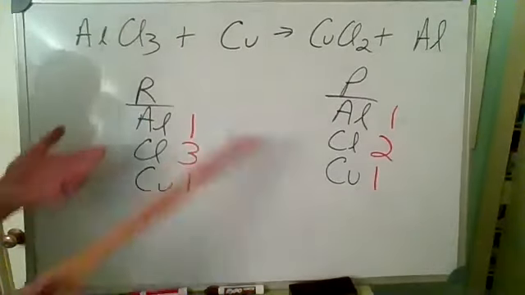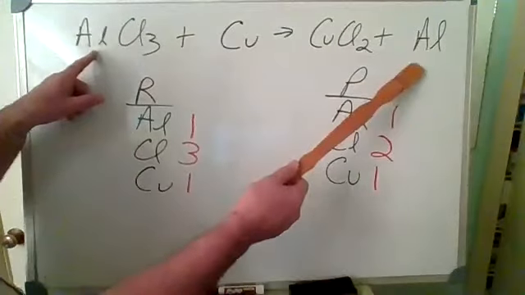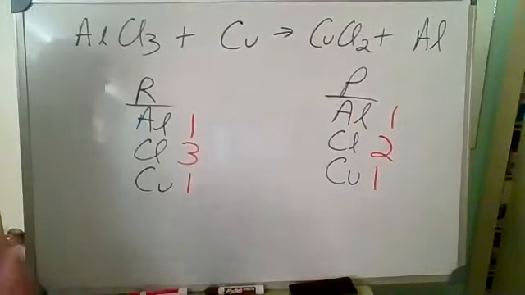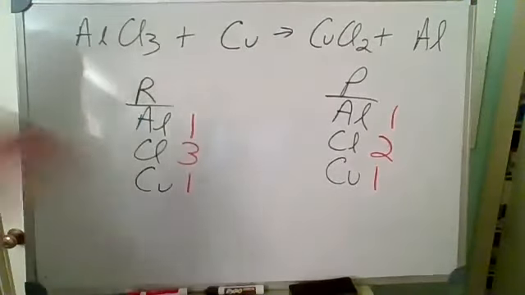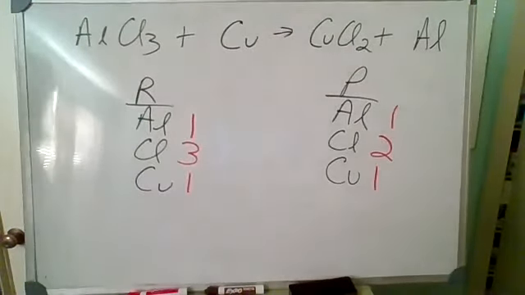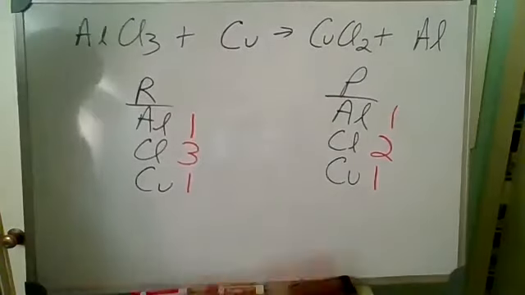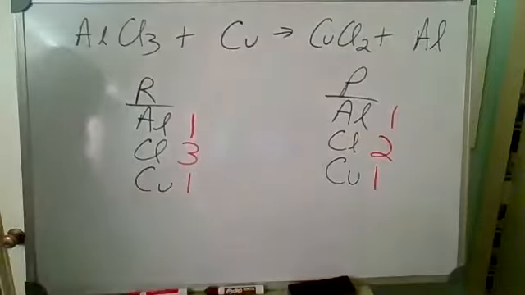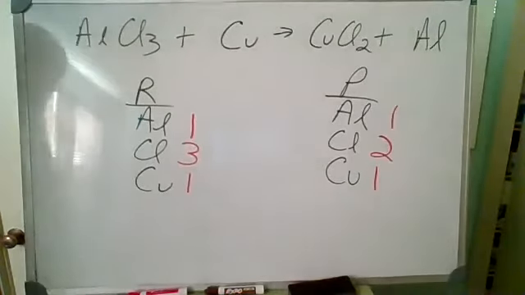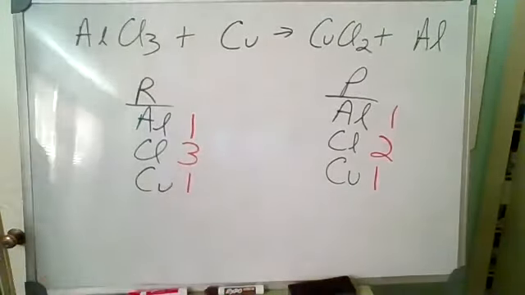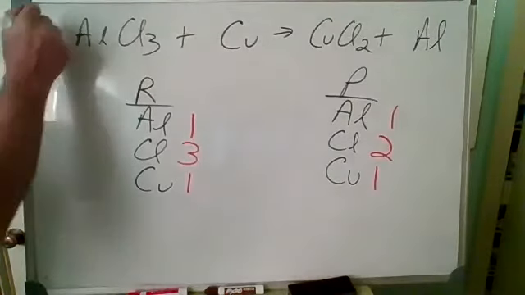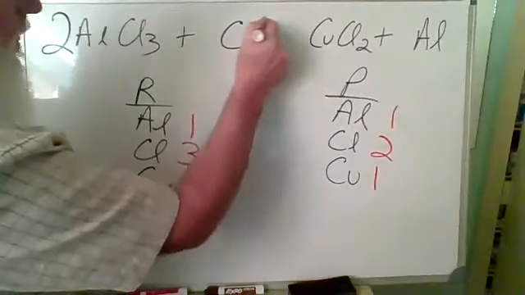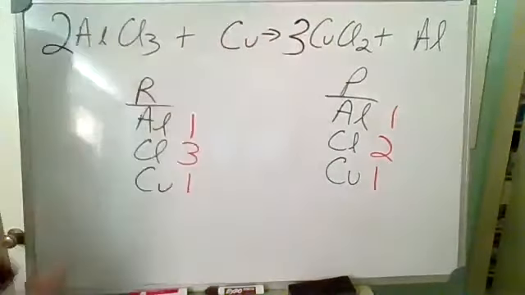Well, here I clearly don't want to begin with them anyway. The aluminum's already balanced, 1 and 1, and the copper is already balanced. But again, if they weren't, you never begin with a pure element unless you have no other choice. So the only thing that's not balanced is the chlorine. 3 and 2, there's our lowest common multiple again. So I'm going to make 6 chlorines on each side. How am I going to do that? I'm going to put a coefficient of 2 here and a coefficient of 3 there.